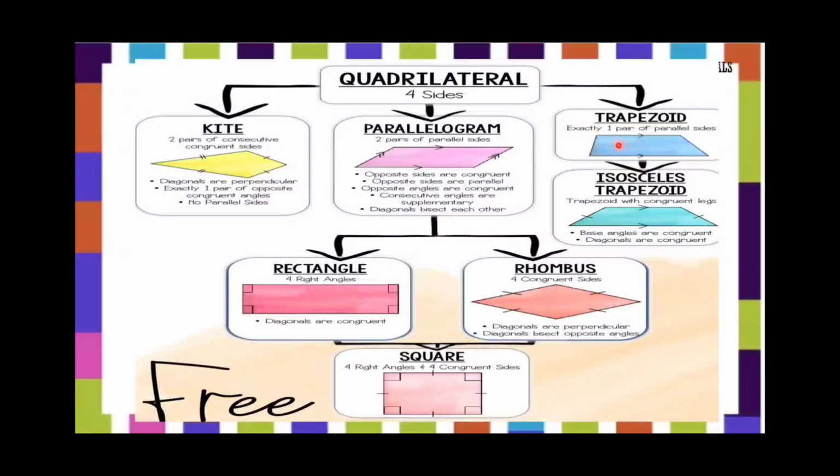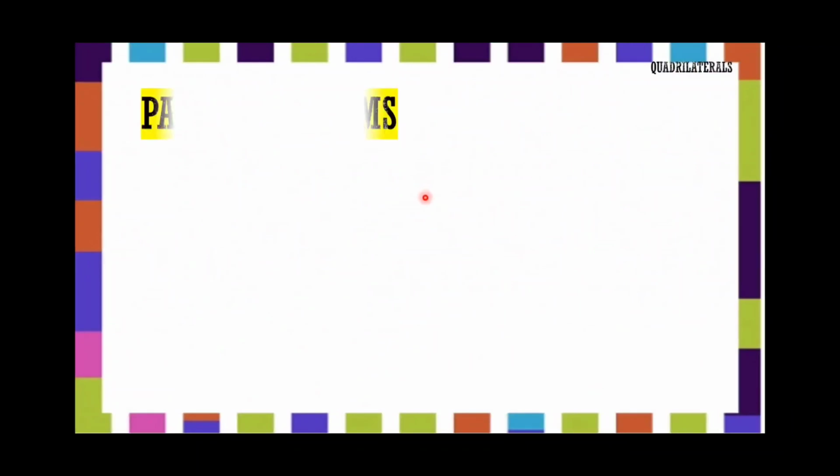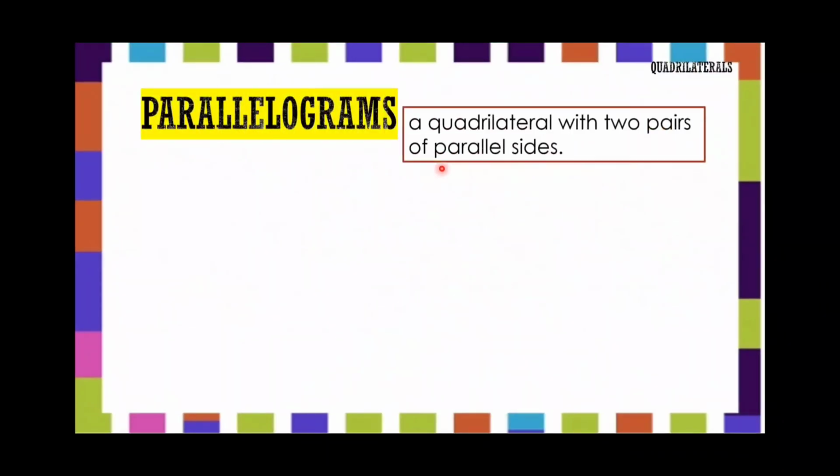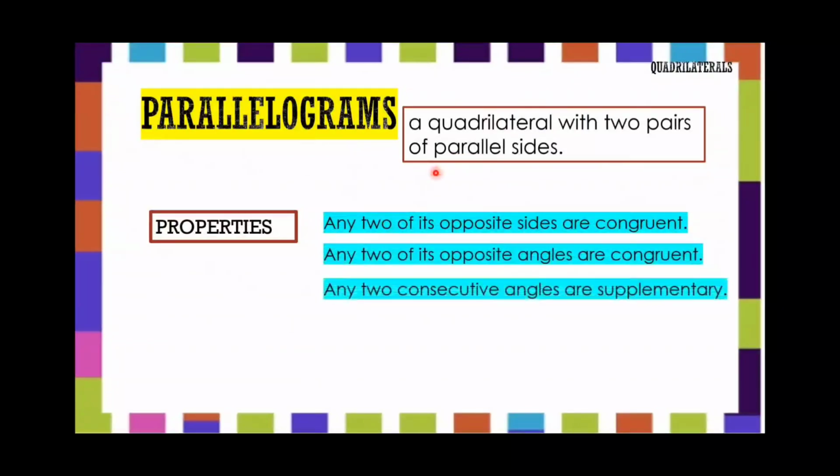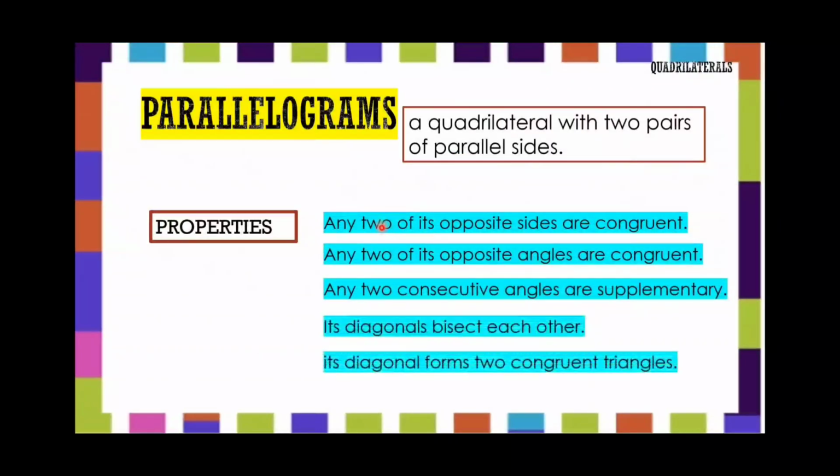Okay? So this time, magpo-focus lang muna tayo sa parallelogram. Ano bang ibig sabihin pag sinabi nating parallelogram? When we say parallelogram, we are referring to a quadrilateral with 2 pairs of parallel sides. Meron din tayong different properties ng parallelogram. So these are the properties of parallelogram.